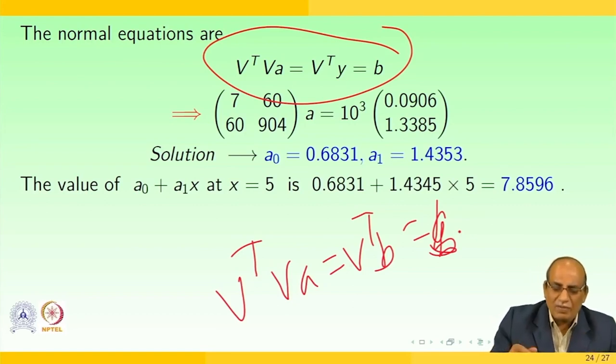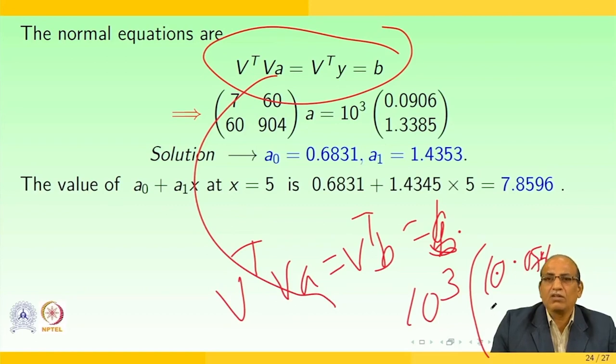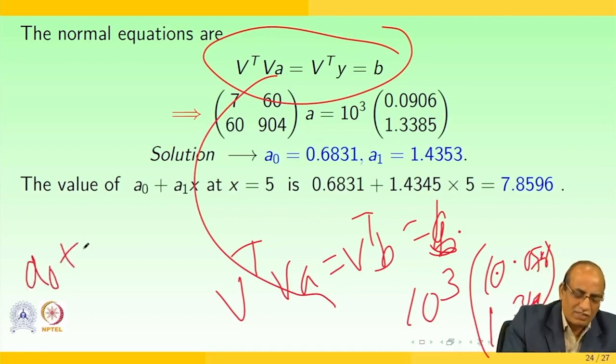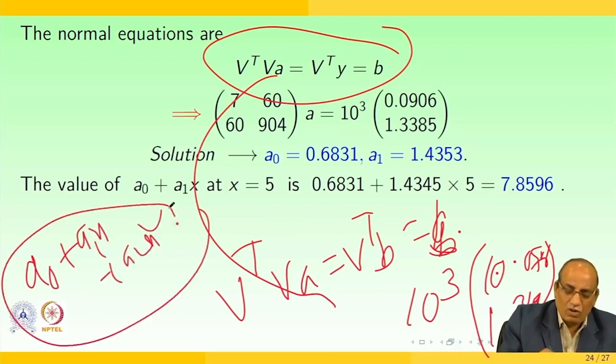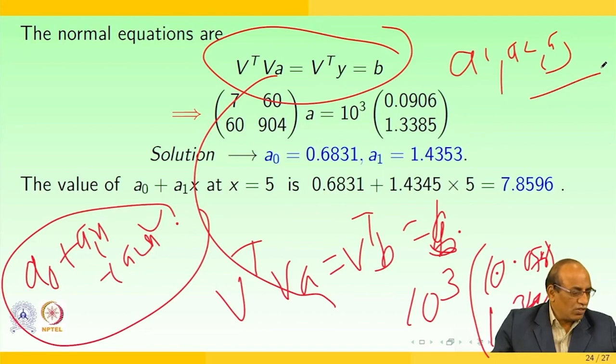If you substitute the matrices V and Y, I end up with 10 power 3 times 0.0906, and this is 1.3385 that you get. The values so obtained, you can write in terms of the equation a0 plus a1 x plus a2 x square. So in the quadratic equation, you can substitute the values of a0, a1, a2 to get the final solution.